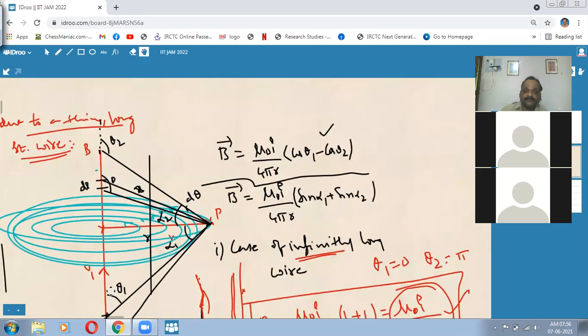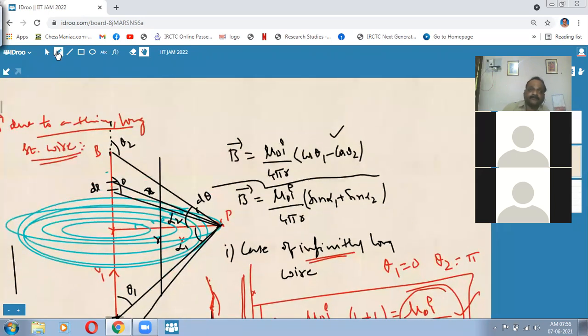This is for the general case of a wire of any limited length. All that we need to know is theta 1 and theta 2, that is, the angle subtended by the end points, measured from the direction of the current to the radius vectors. Here the current is in this direction. This is the most general case, and this is one special case of an infinitely long wire.